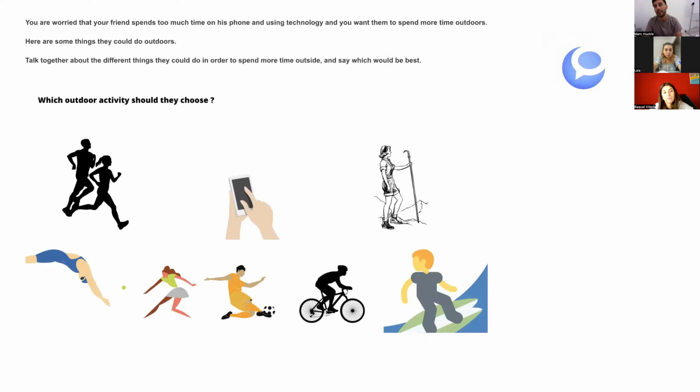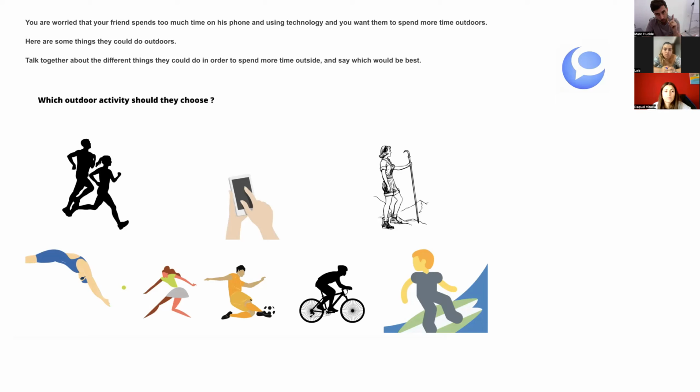So let's say, in this part of the test, I would like you to speak together for about 2 minutes. I'm going to describe a situation to you. Eso es el guión. Ya empiezan con la pregunta. You are worried that your friend spends too much time on his phone. Así que es un chico, he. And using technology. And you want him, them, to spend more time outdoors.